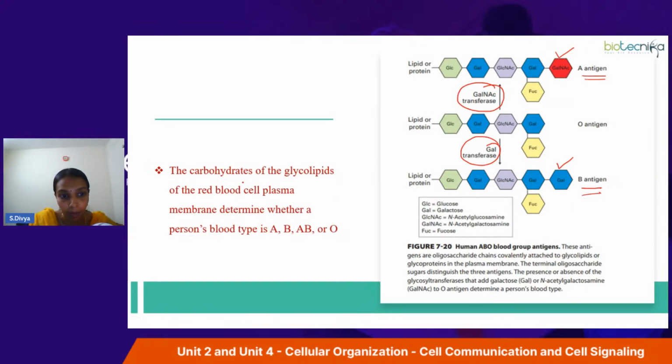See, the carbohydrates of glycolipids determine whether a person's blood group is A, B, AB or O. So depending upon the addition of sugars, the blood group is determined. Okay.